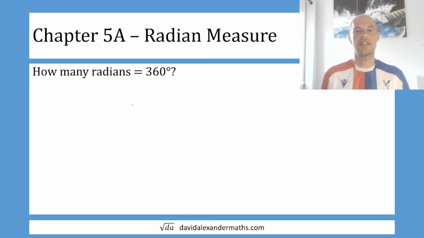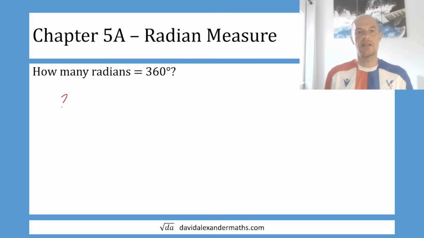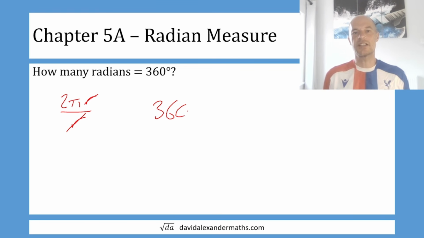So how many radians are there in 360 degrees? Well, if we go back to our previous picture, and we know that 1 radian means the arc length is R. So if 1 radian has an arc length of R, how many R's make up the full circumference? Well, that's quite easy because we know that the circumference of a circle is 2 pi R. So how many R's are there in 2 pi R? Well, I'm just dividing 2 pi R by R. So the answer is 2 pi. So 360 degrees is 2 pi radians.